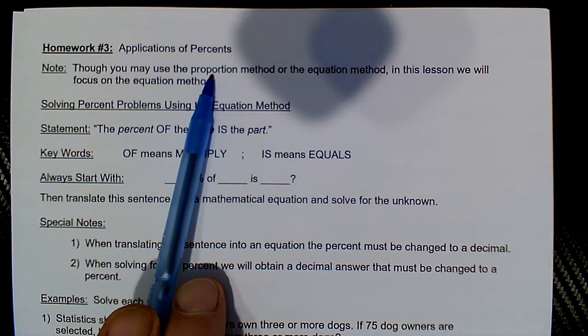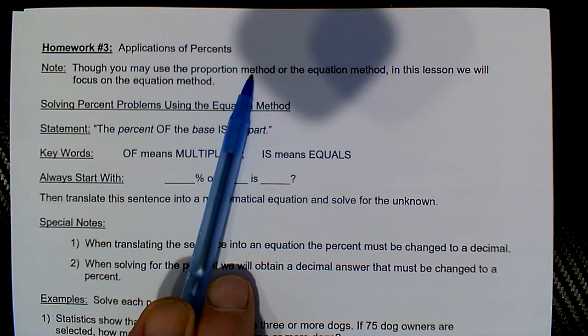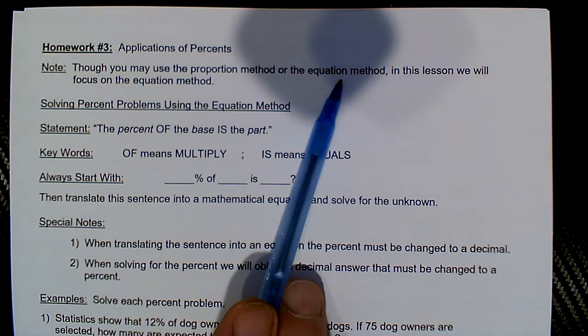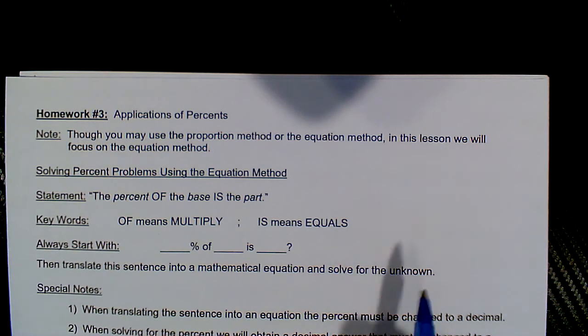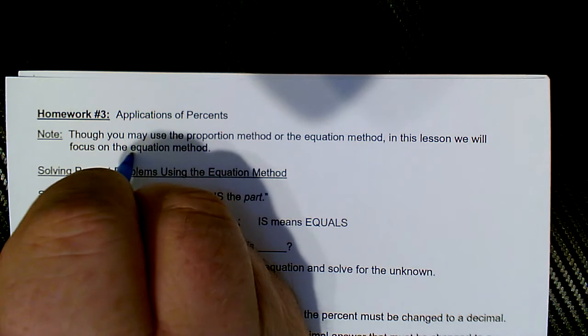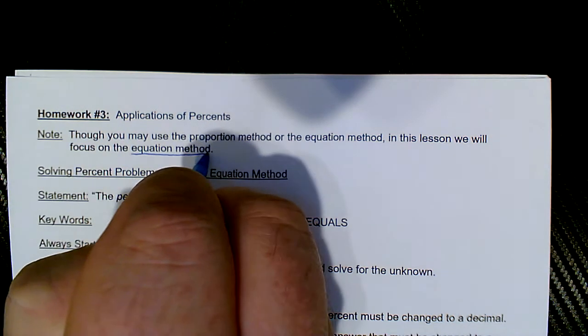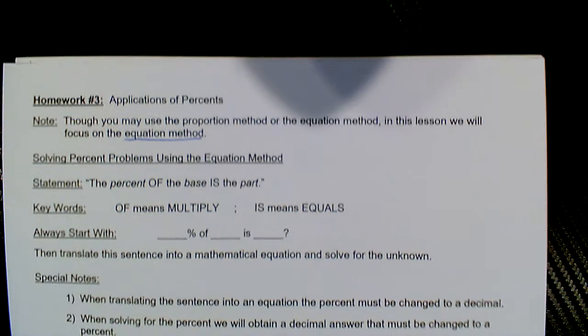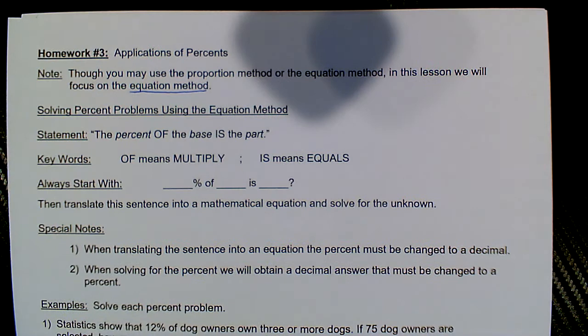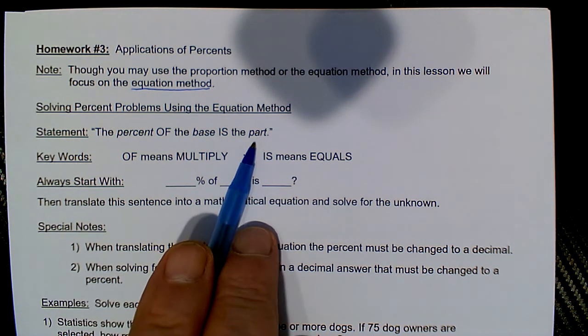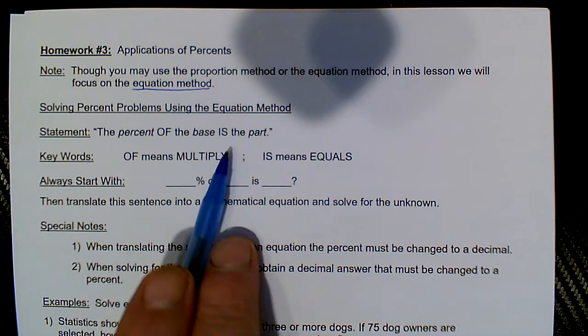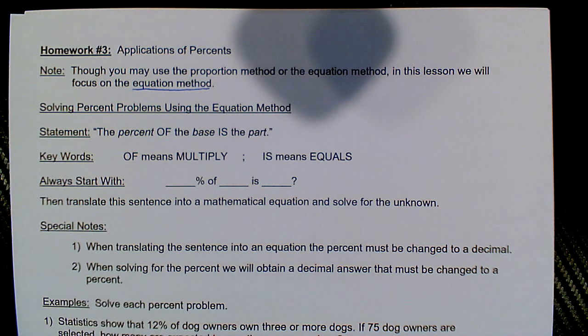And although you could use either method, the proportion method or the equation method, we showed both of those last time, we're going to show the equation method. So that's the preferred method by mathematicians. So that's what I'm going to use. And again, the key phrase, percent of the base is the part. Now we can't go with the "of" and "is" thing too much here because the wording of a word problem doesn't lend itself to adhering to that rule.